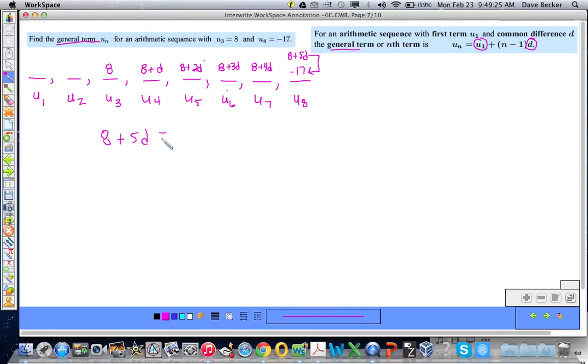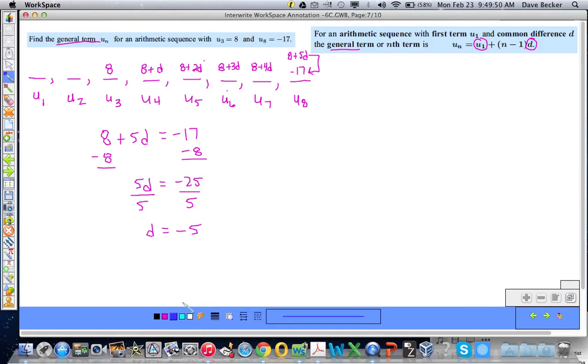In other words, 8 plus 5d must be equal to negative 17. So now we're going to be able to solve for d. Isn't this the best? Subtract 8 from both sides, and so 5d is equal to negative 25. We're going to divide both sides by 5, and d is equal to negative 5. So we found d.